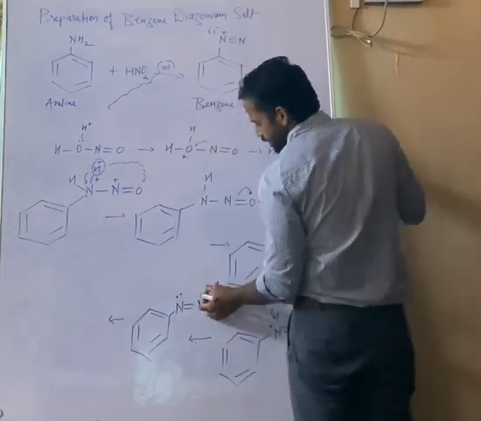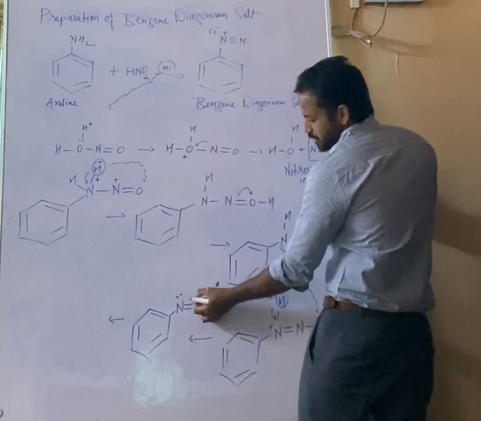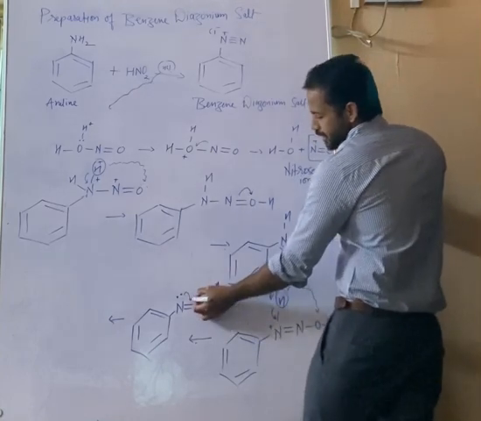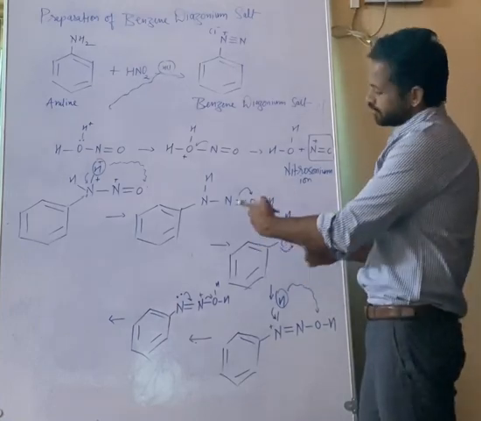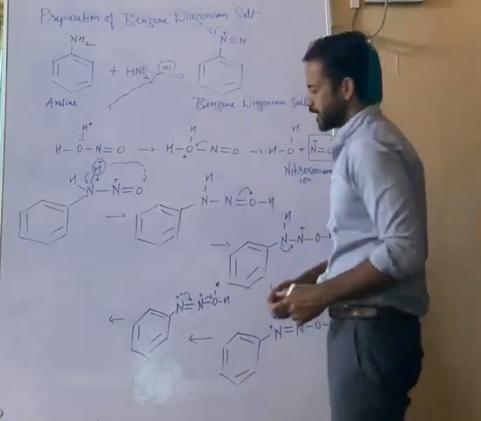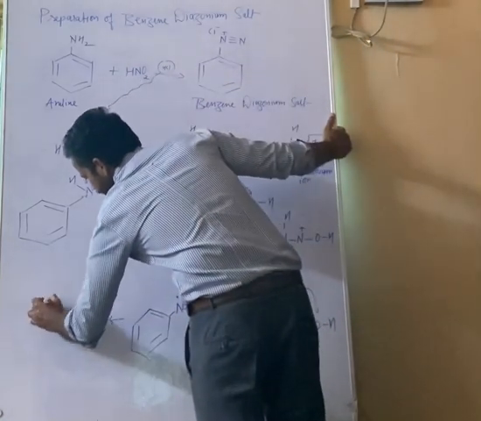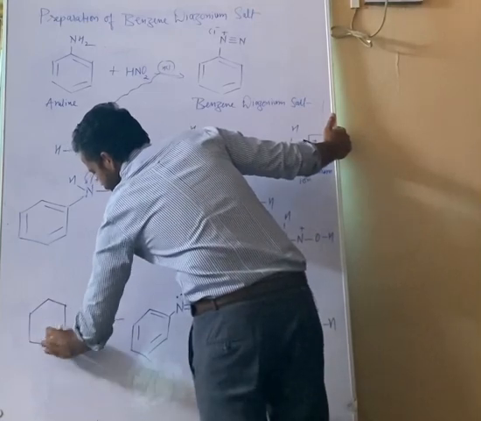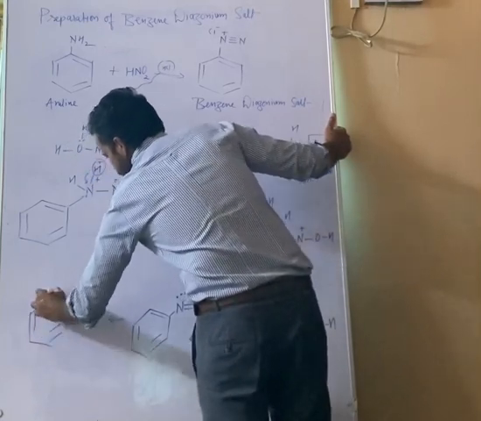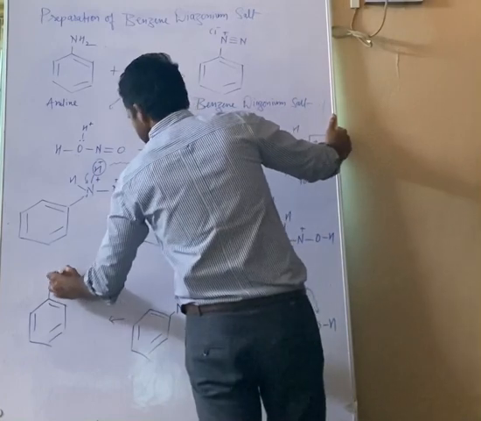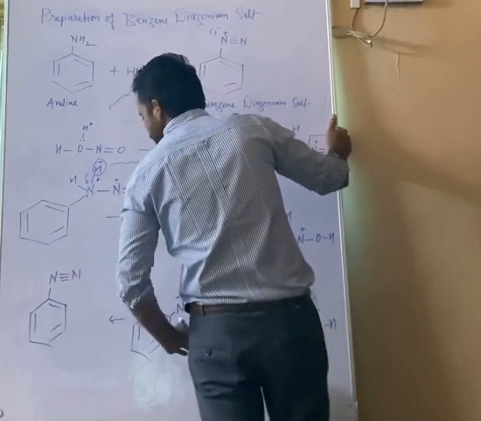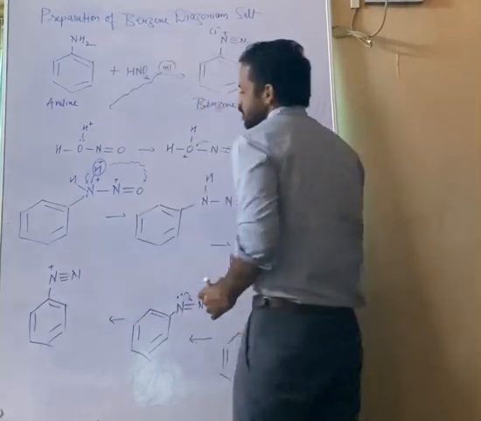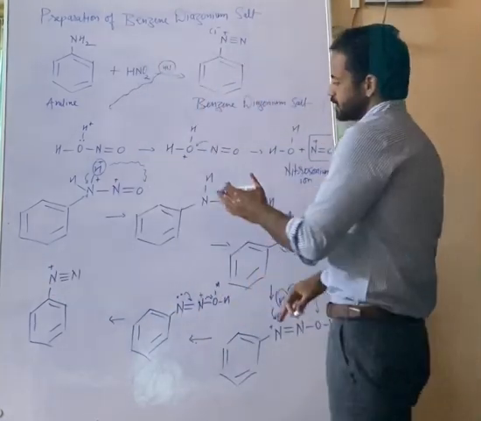what will happen? This nitrogen will again get a plus charge, so this lone pair will be shifted here, and due to that, this nitrogen, the one attached to the ring, will get a positive charge. So finally I will get this N triple bond N, and the nitrogen is released from here, and this nitrogen got a positive charge. Now this is the diazonium ion.